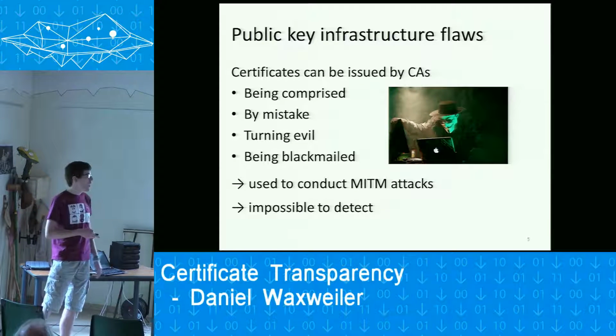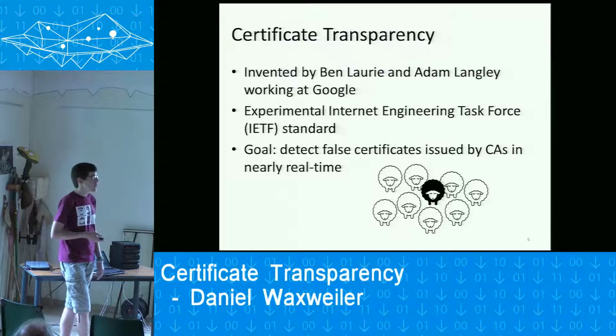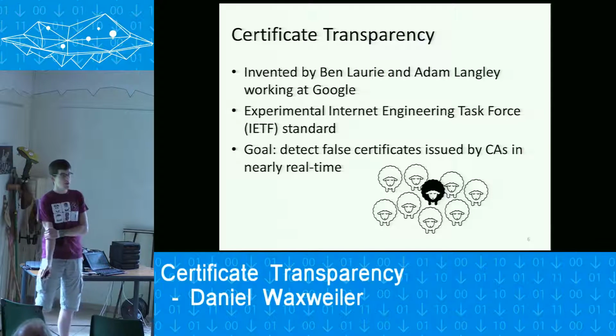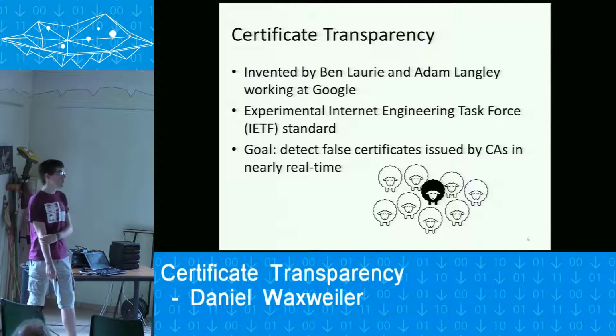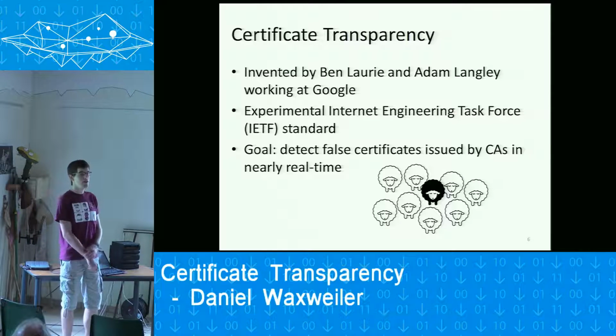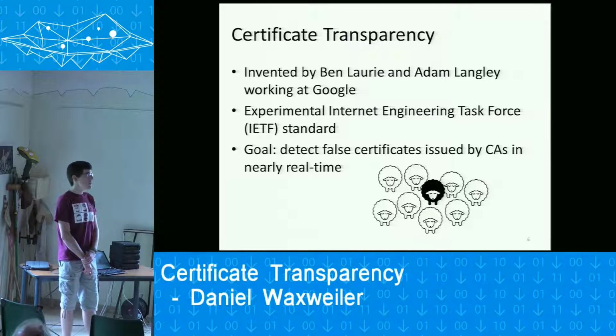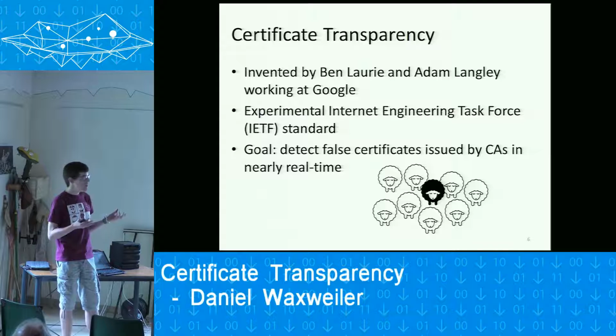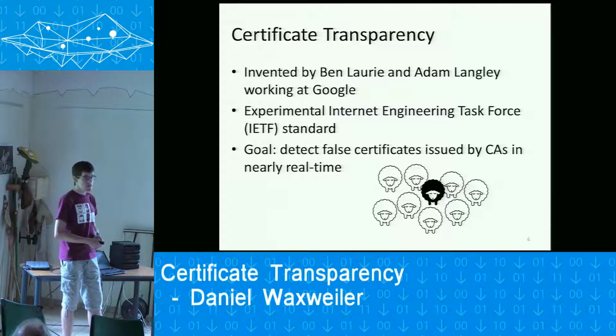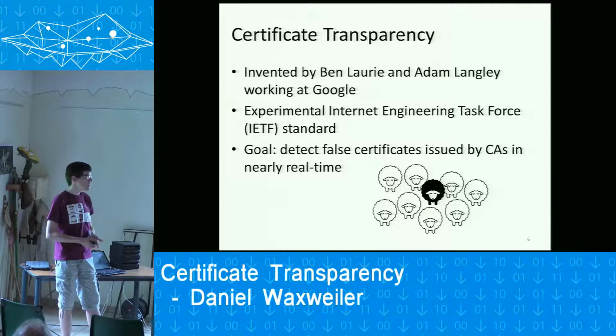But fortunately, there's a solution for that, and it's called certificate transparency. It was invented by Ben Laurie and Adam Langley, working at Google. Currently, it's an experimental Internet Engineering Task Force standard, and the main goal is to detect false certificates issued by certificate authorities in nearly real time.